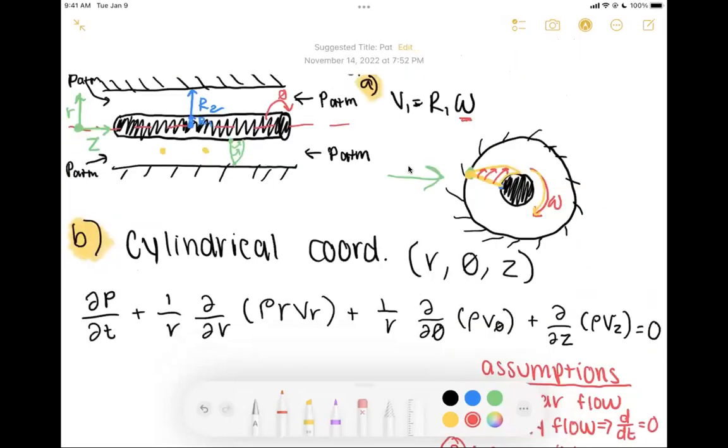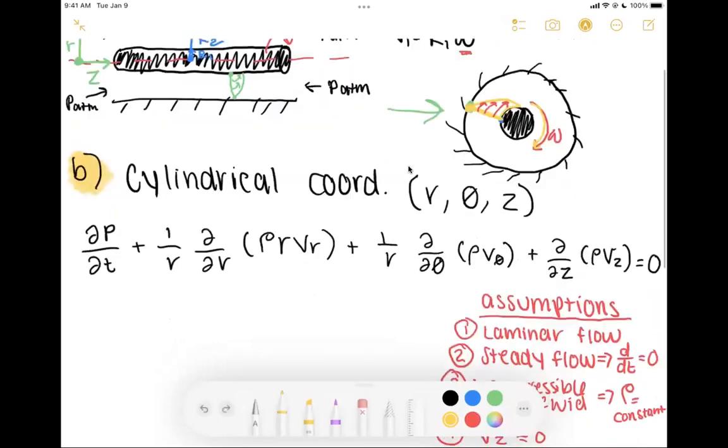Same thing, erase those particles really quick. And then same thing with the r direction, which is this direction. If I have a particle here and I have a particle here, are their velocities going to be different? No.